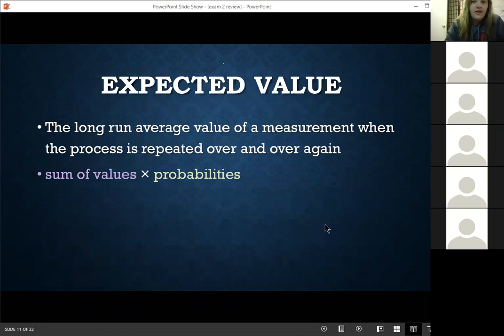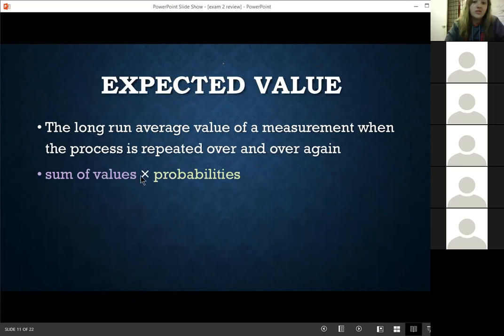Okay, so our expected value is basically talking about if we were to do a process, like take a sample over and over and over again, or whatever the different process we're doing, what we expect to be the average of the values that we get is going to be our expected value.